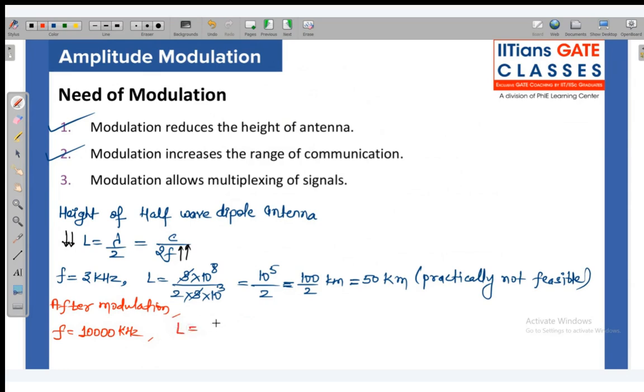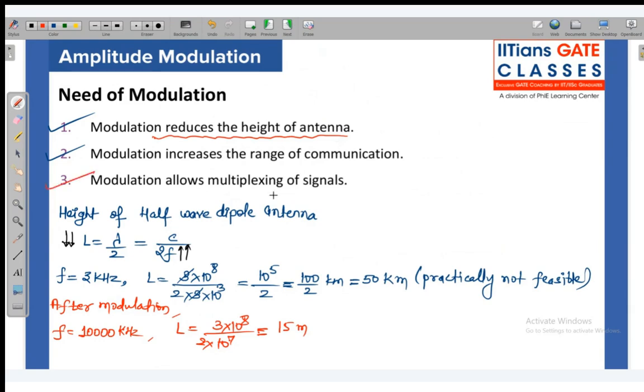Now what will be the height? L is equal to c upon 2f. 2 into 10,000 kilohertz means 10 raised to power 7. So how much is it? 30 upon 2, that is 15 only. So a 15-meter antenna is still possible, right? A 15-meter antenna to transmit our information is possible. In this way you can understand that modulation reduces the height of the antenna. So how this is reducing the height of the antenna, now you have understood.